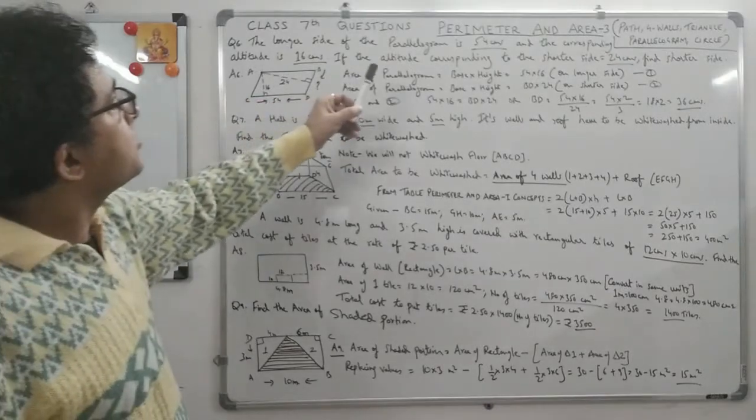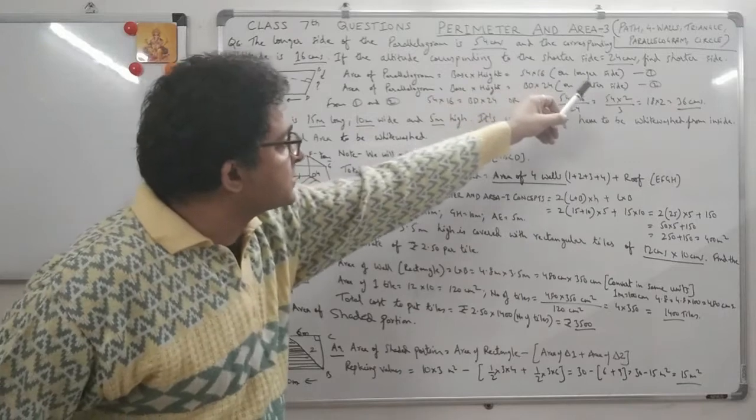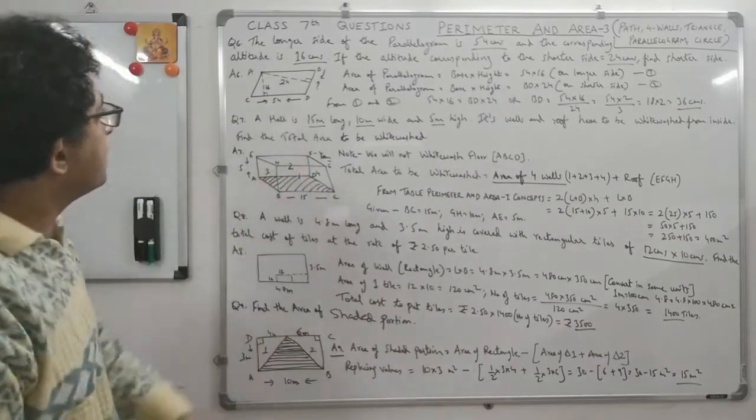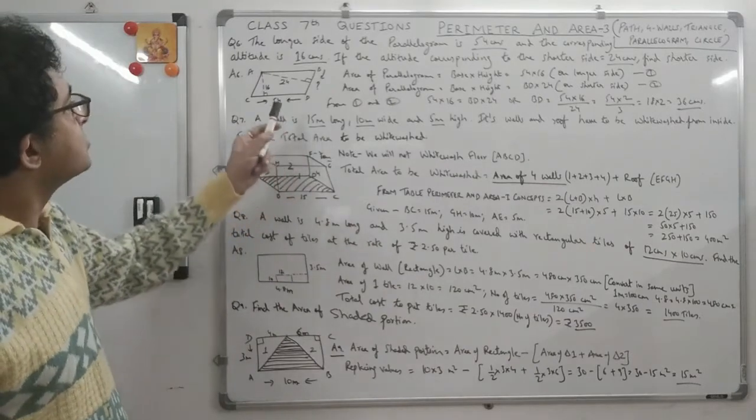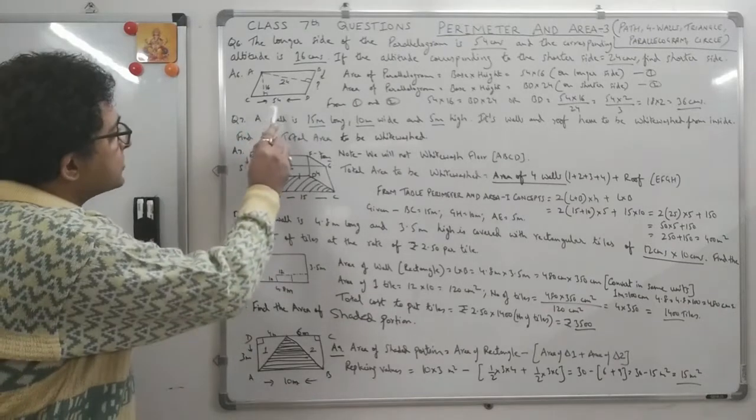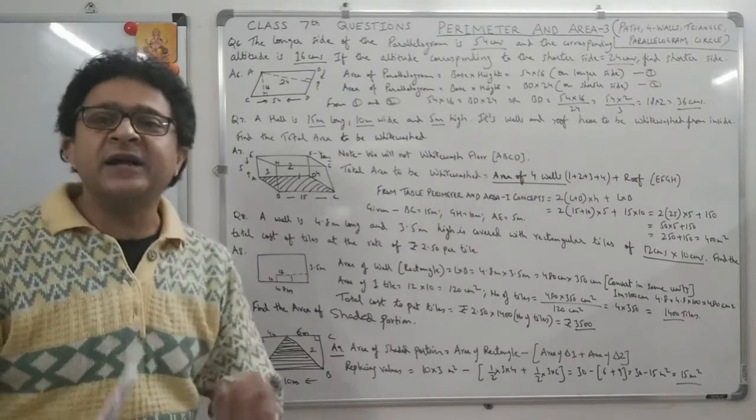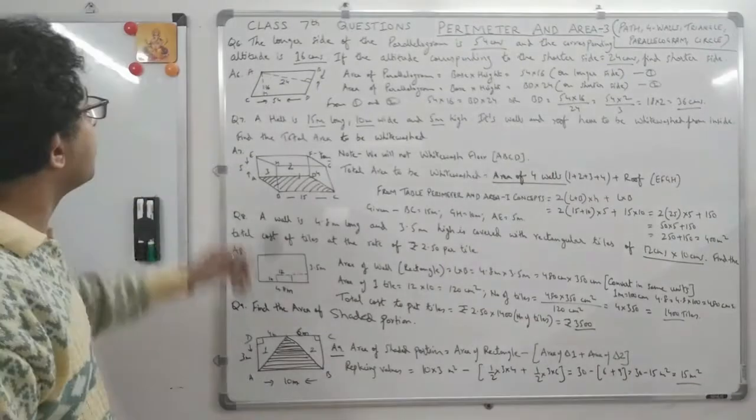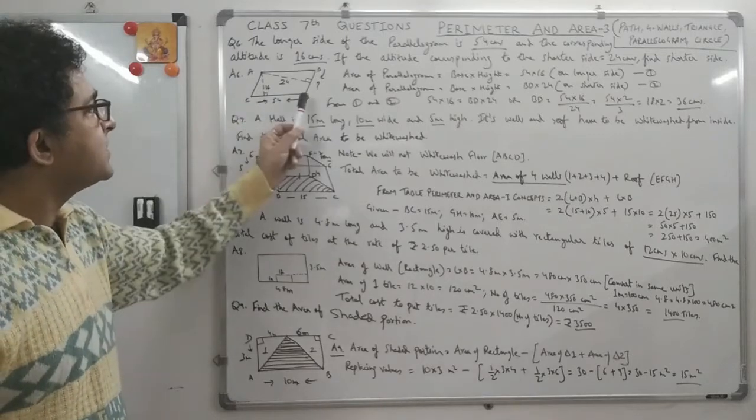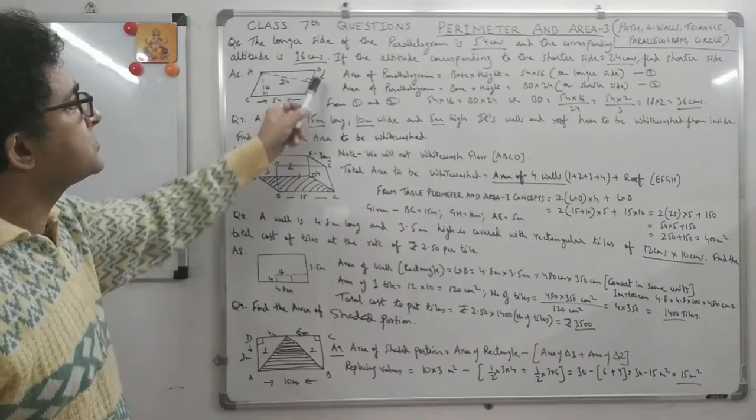So if the altitude corresponding to the shorter side is 24 centimeters, find the shorter side. What this question means is that this is a parallelogram ABCD, right? There are two sides. One is the shorter side, one is the longer side. So CD is the longer side and BD is the shorter side. The altitude corresponding to the longer side is 16, while the altitude corresponding to the shorter side is 24. So we want to know the shorter side.